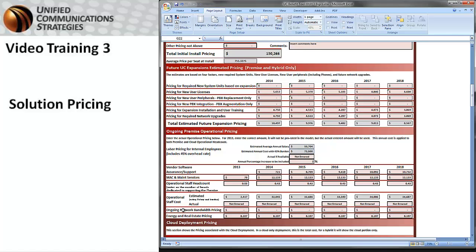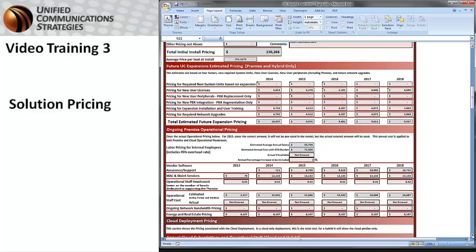Then basically the other factors of ongoing support: vendor software support, maintenance, operational staff headcount, the result of the headcount cost based on the numbers above, ongoing network bandwidth pricing. So if there's going to be additional cost for network bandwidth, that needs to be built into the ROI analysis. And finally, energy and real estate pricing.